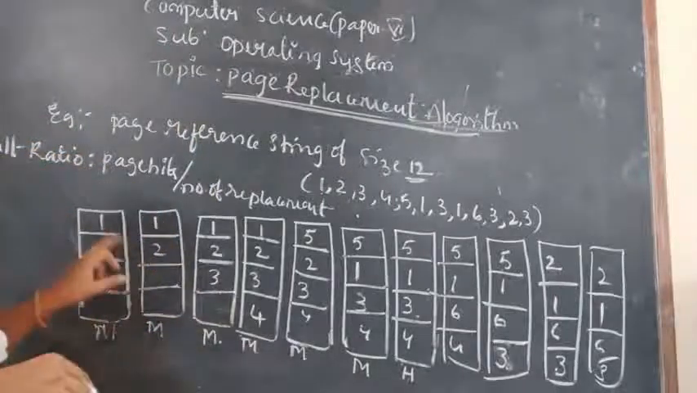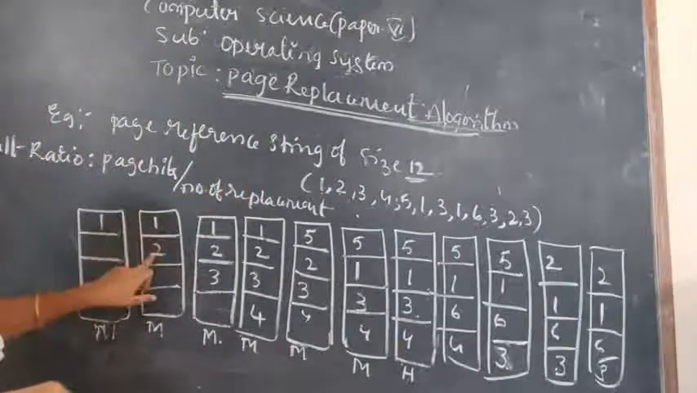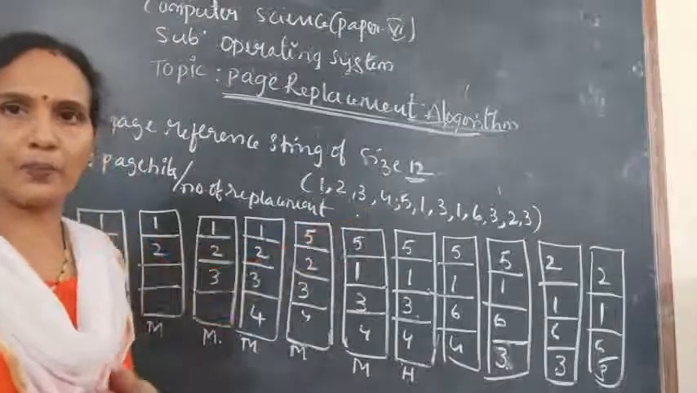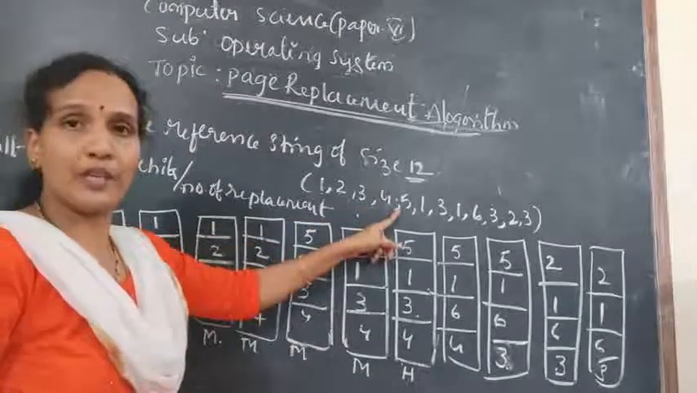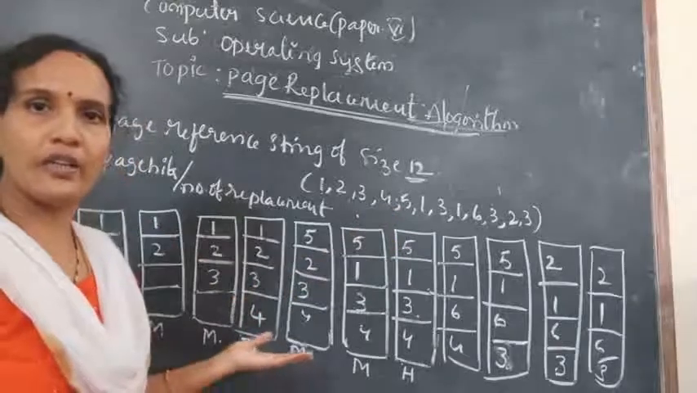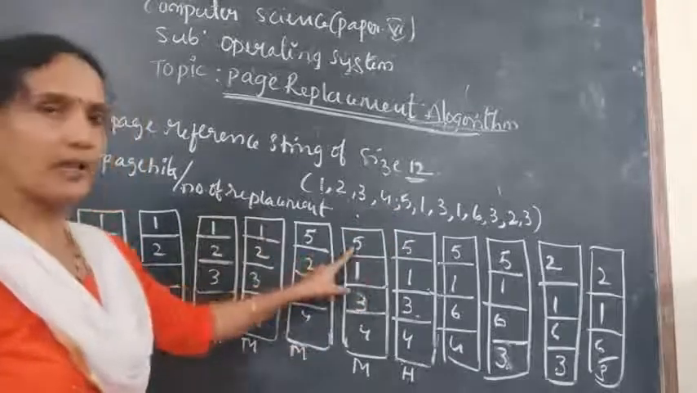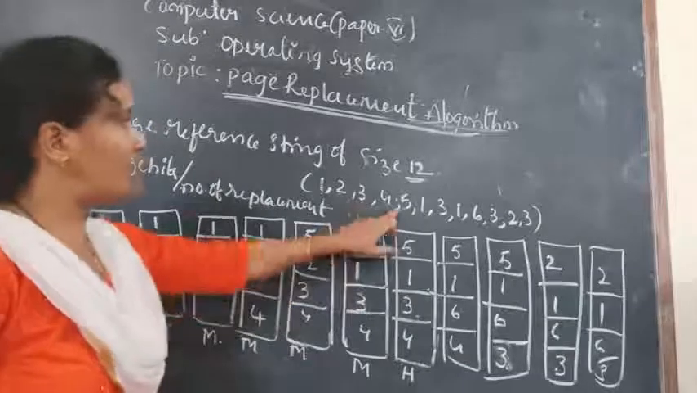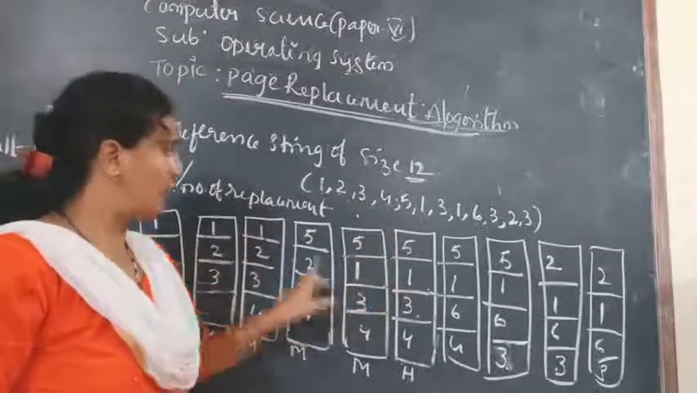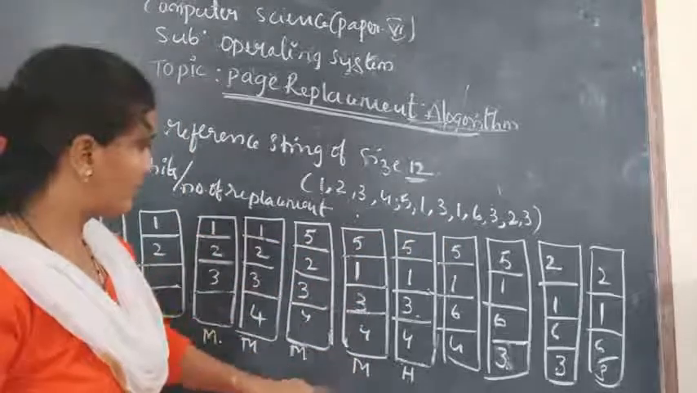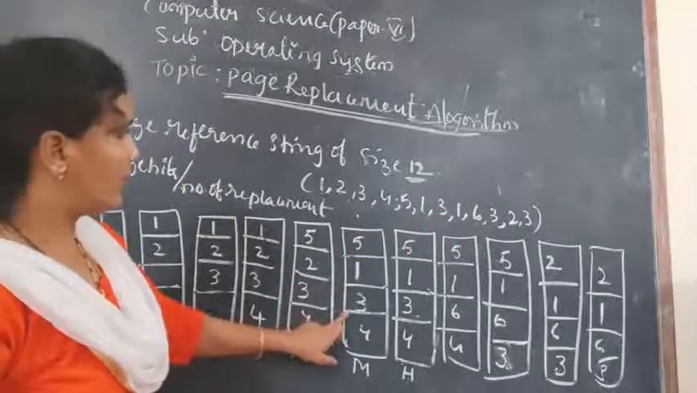Clear? First page will be loaded. Next 2, 3, 4. When it comes to the fourth page, there is no page fault. When it comes to the fifth page, there is no sufficient memory, so old pages should be replaced. So here 1 is replaced with the 5. Next, after the 5 again 1 is loaded. 2 is replaced. Next 3. 3 is already there.